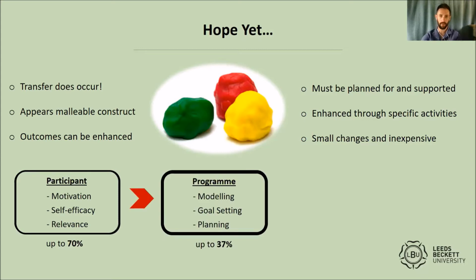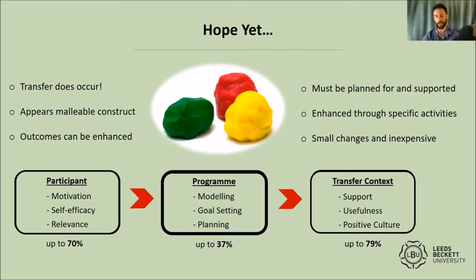Now, research often breaks the transfer system down into three components, and they focus on factors in relation to the participant, shown on the left, factors in relation to the program, so decisions about what the program looks like and how it's delivered in the middle, and then over on the far right, the transfer context, so that's life after the course, factors there that may influence the likelihood of application.